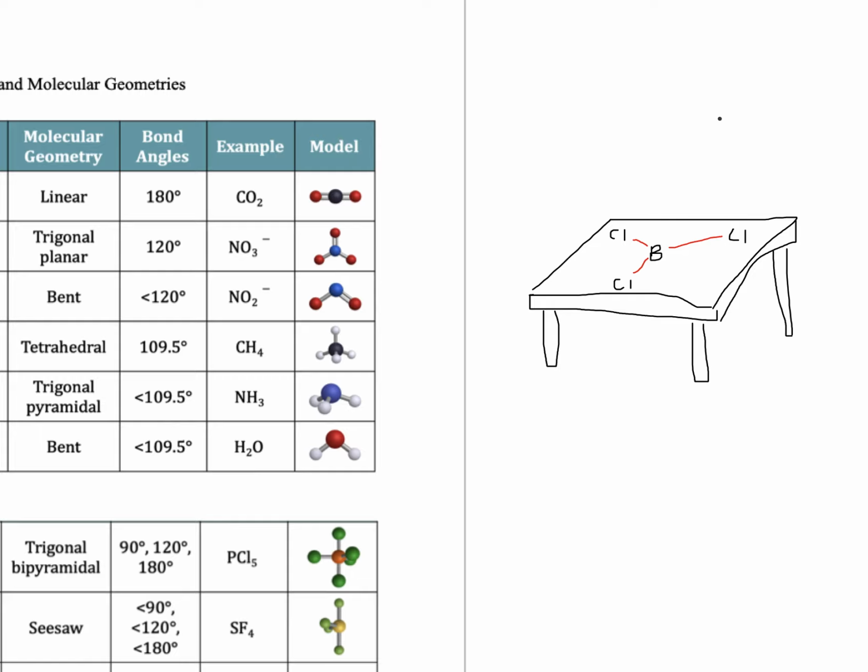Now, since there are 360 degrees in an entire circle, if we divide that 360 by 3, that is where we get the angle of 120 degrees. So this angle here is 120. This angle here is 120, and so is this one. They're all 120.